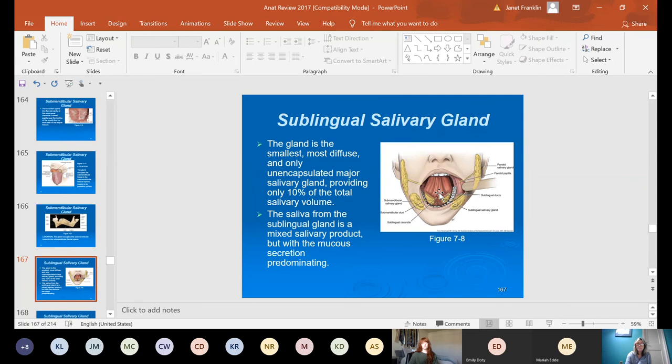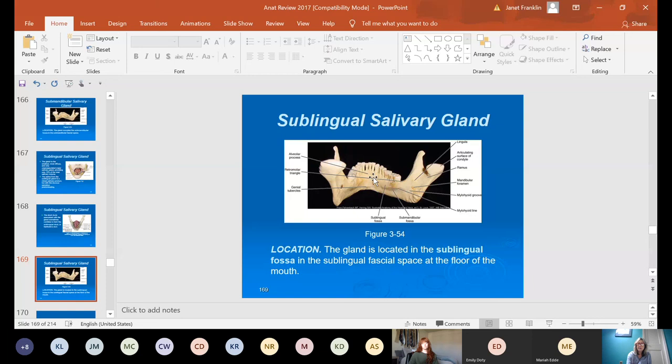It's in the sublingual fossa, so underneath the tongue right up here. I have a question. Did you say that the submandibular was encapsulated? Yes. Okay, thank you. So parotid and submandibular are encapsulated, sublingual is not.